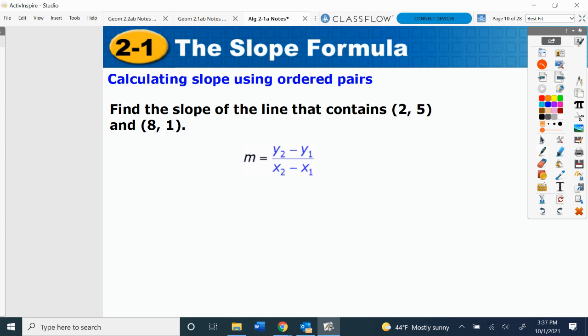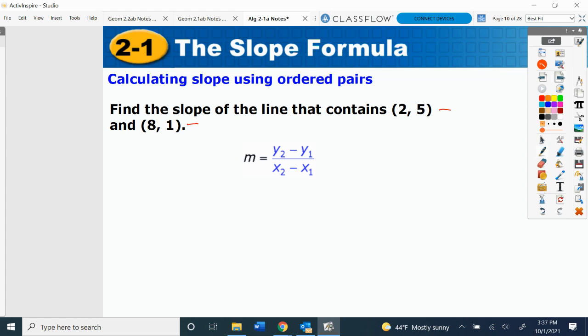Okay, and sometimes when we're trying to find the slope of a line, we don't have an actual picture or image of the line to work with on a graph. All we have are 2 points. Okay, so here we have these two. We got 2, 5, and we have this point over here, 8, 1.